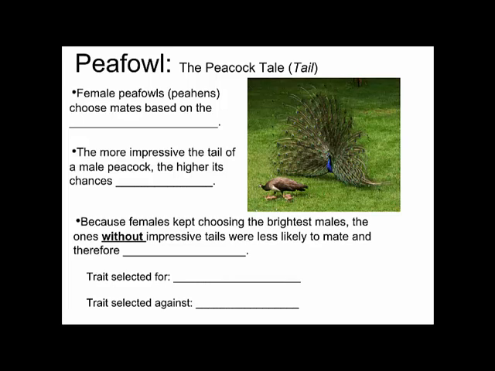Travis? Yes. So in reproduction in peafowl, females, the peahens, choose mates. They choose them based on their tail feathers, the colors, the size of the tail feathers. The larger, the more colorful, the more impressive the tail, the higher the chances that male will find a mate.